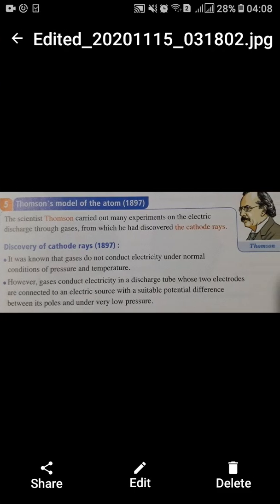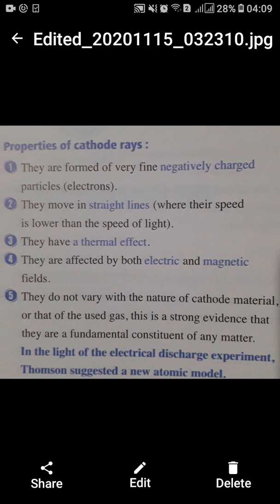Let's continue. Number 5, Thomson atomic model. Here, Thomson discovered cathode rays, which were known later as electrons. So, properties of cathode rays are the properties of electrons, which are number 1, they are negatively charged particles.